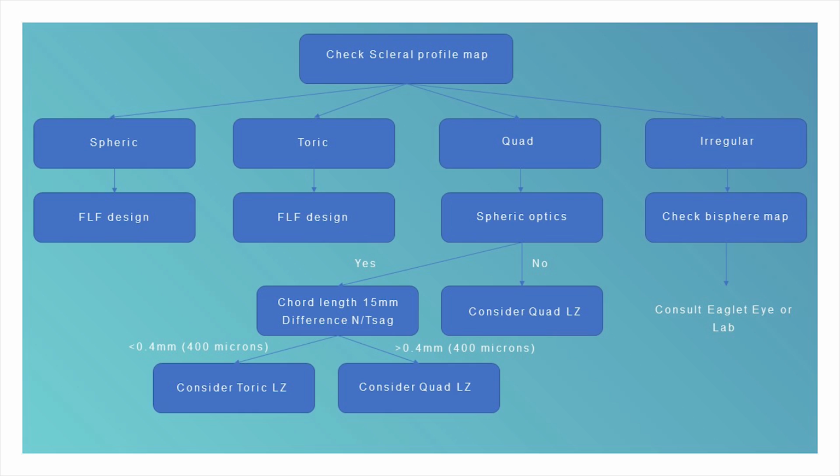This tool assumes a perfectly centering lens. This is not always required, but as soon as you start to design more complex optics, you need the best centration possible. For this example, I do design simple spheric optics, so in this case I have to check the chord length at 15 millimeters. So let's show how to do that.